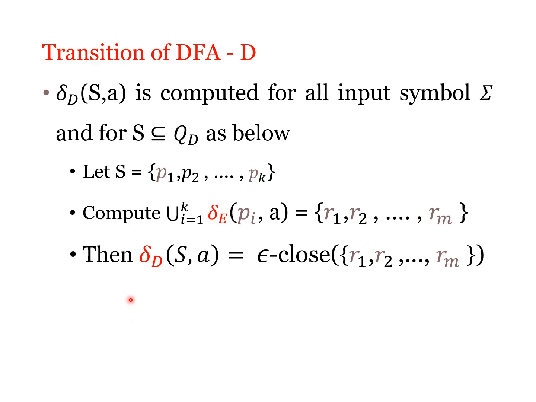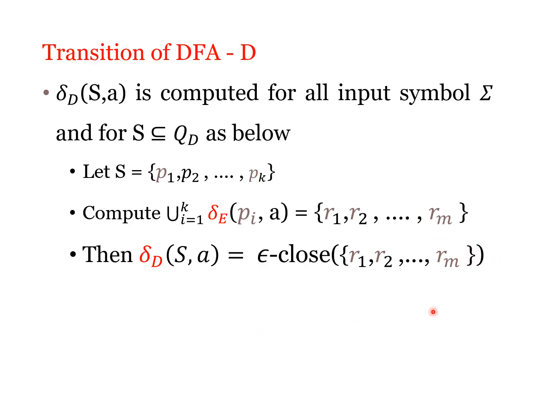Then the equivalent DFA transition is obtained by taking the epsilon closure of these sets R1, R2, ..., Rm. So how are we going to obtain this epsilon closure? The thing is very simple. You want to take epsilon closure of R1 union epsilon closure of R2 union epsilon closure of R3, etc., up to union epsilon closure of Rm.